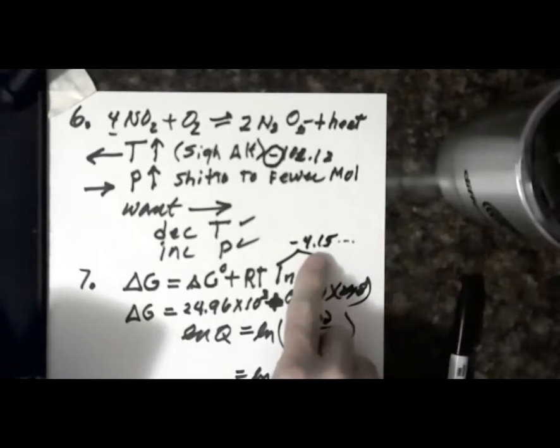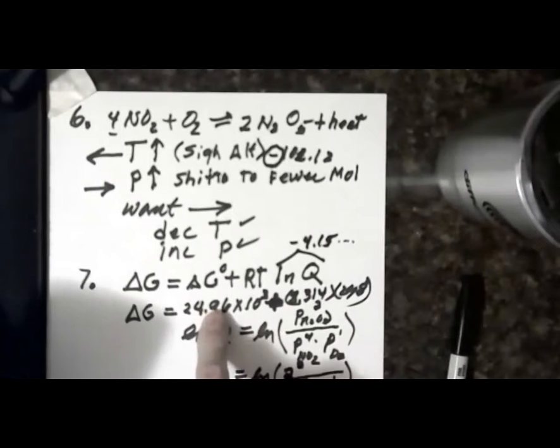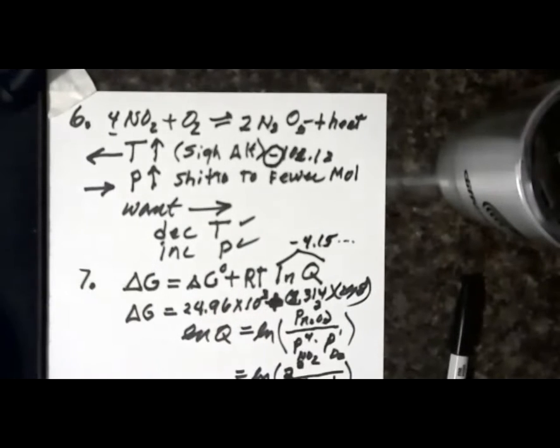So now I want to multiply that by T, multiply it by R, and add this to it. So I'm going to multiply it by 298.15 times R, which is 8.314. And then I want to add to that 24.96 with an exponent of 3.